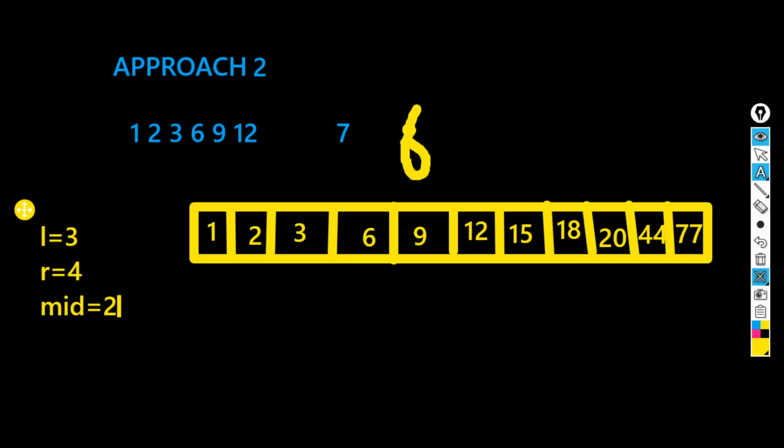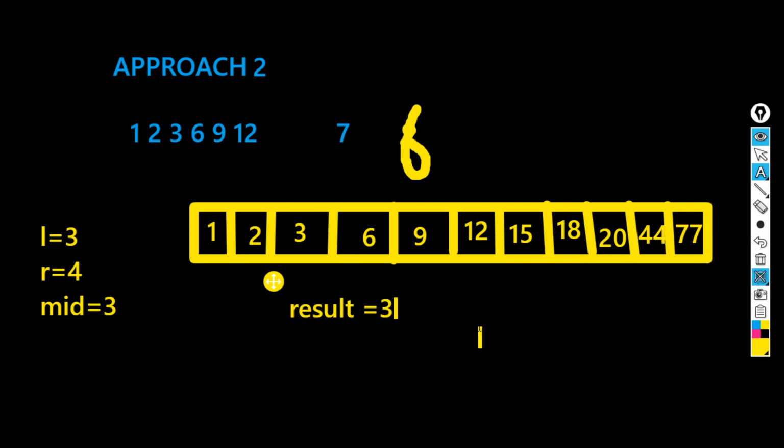Now we will again find 3 plus 4, 7. 7 divided by 2 equals 3.5, but we will take the integer value, so mid will be equal to 3. Now we will check at the third index. The value is equal to 6, so we will return i equals 3. In this case we have result equals 3. So this is what binary search does.